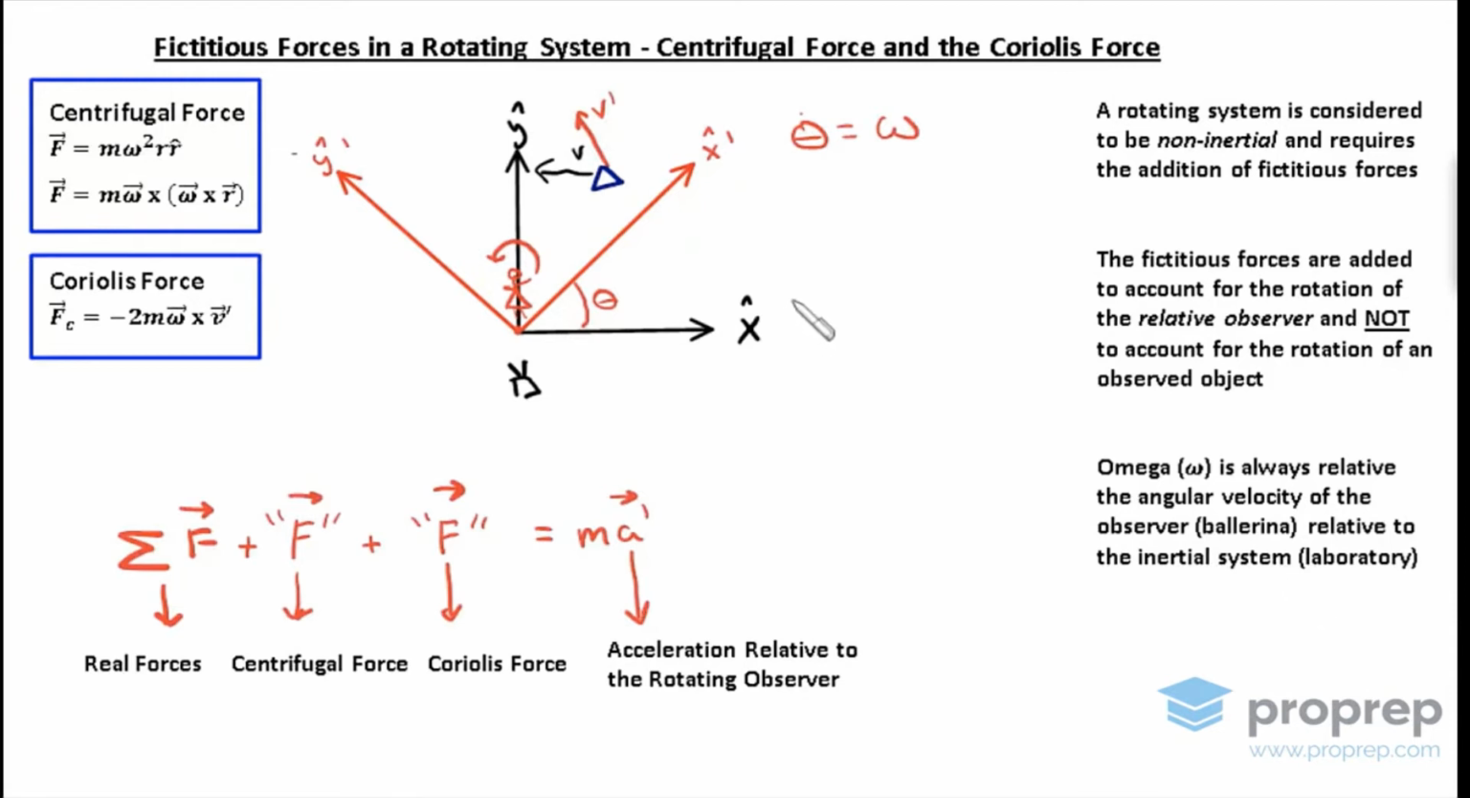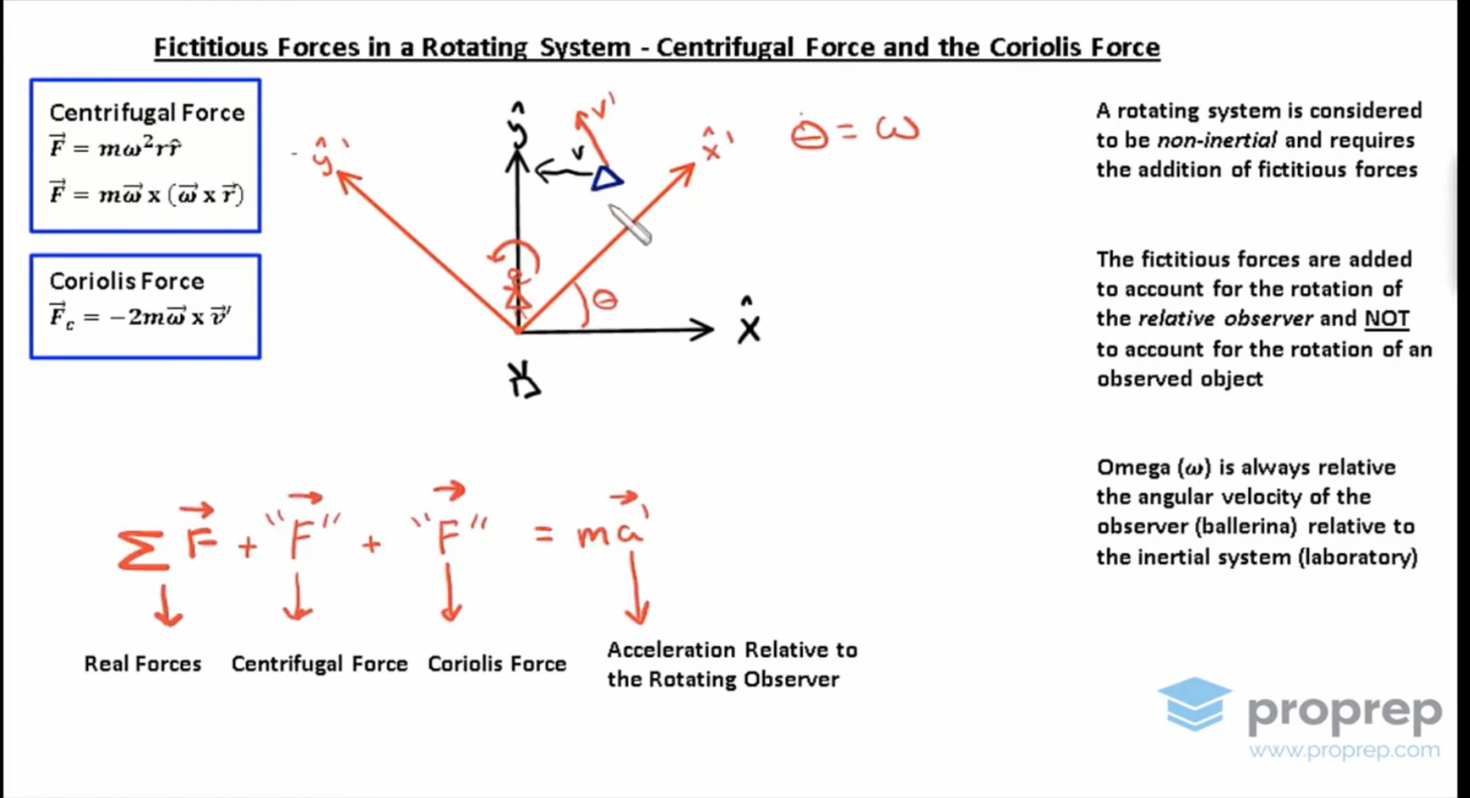What this means is even if the triangle, our object being observed, has some sort of omega, that is a radial velocity, we're still not interested in that. What we're measuring is the radial velocity of the ballerina, of the observer. We're measuring the change in the angle theta, this angle theta.